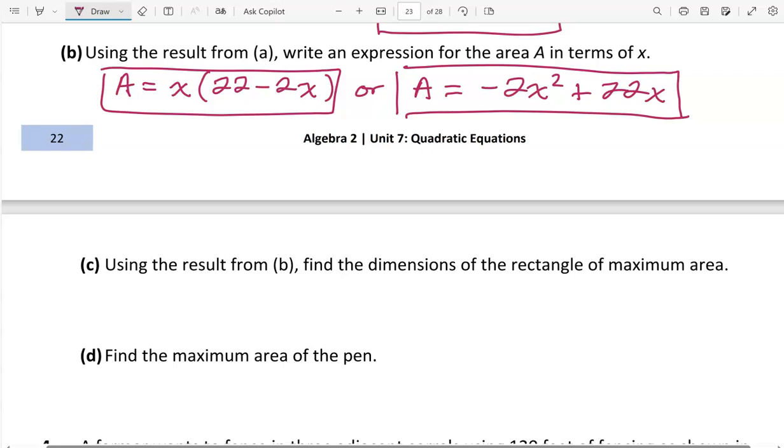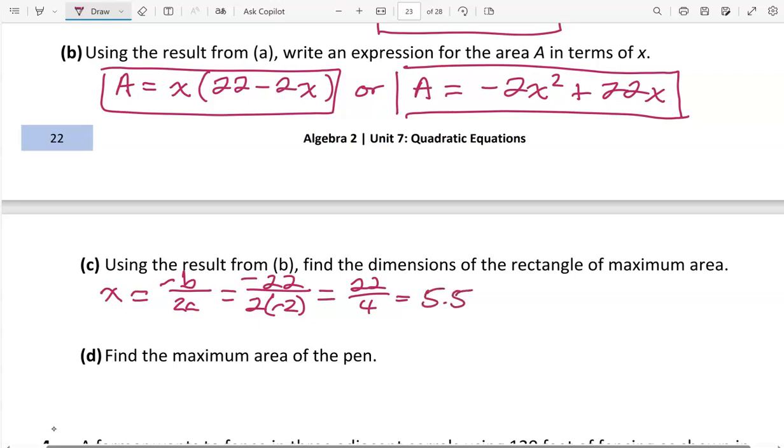Using that result, we're going to find the dimensions of the rectangle of maximum area. So the dimensions of the rectangle of maximum area will happen when x is equal to negative b divided by 2a, and the opposite of b is negative 22, and 2a is 2 times negative 2. And so that's going to give us a result of 22 divided by 4, which is 5.5, and that would be feet, right, because that's our width.